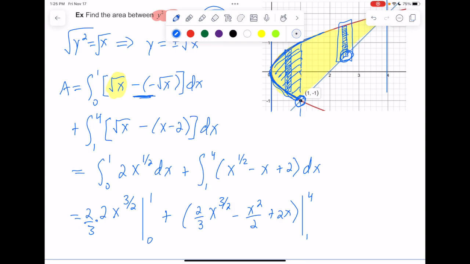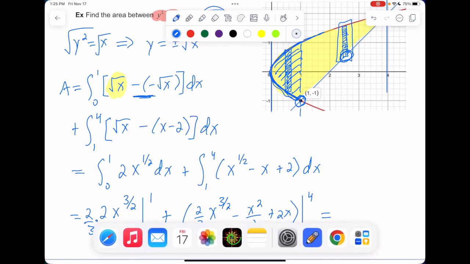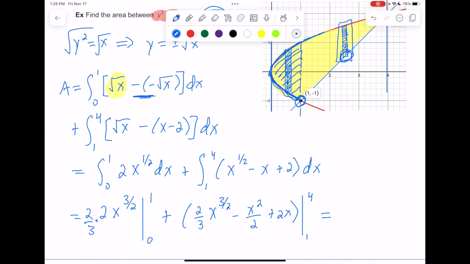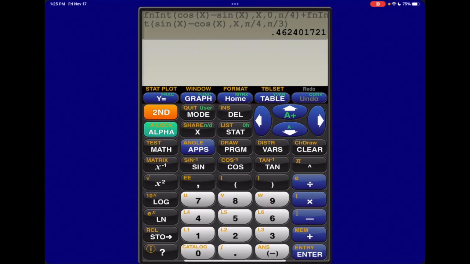All right, so we're going to go ahead and do the same idea as before. We set up the definite integrals. We found the antiderivatives. Now it's time to plug in. And if you want to save time on the plug-in step, you can go ahead and just switch over to the calculator and do fnInt. So that is going to be my next move. So let's go ahead and have a look at that on the calculator.